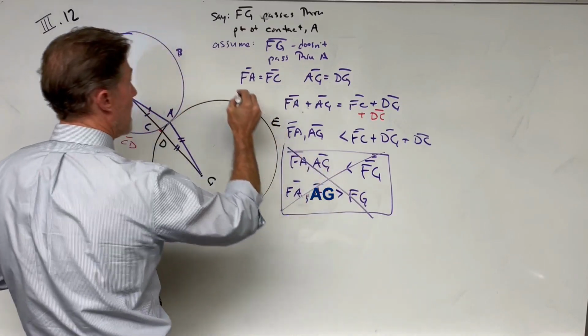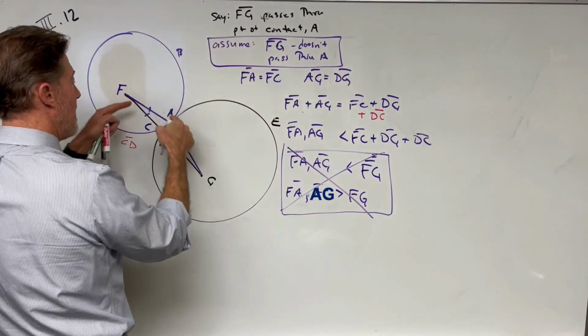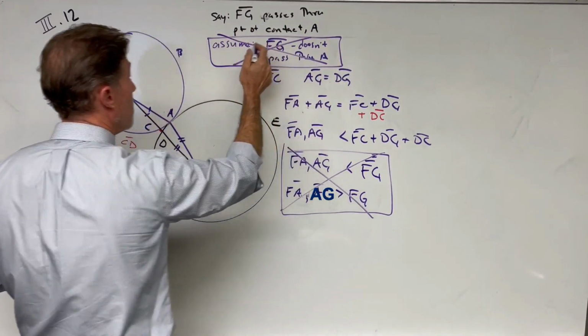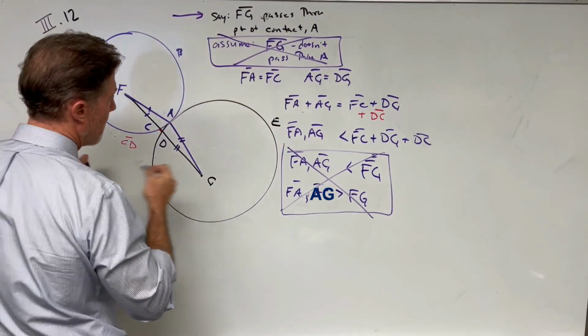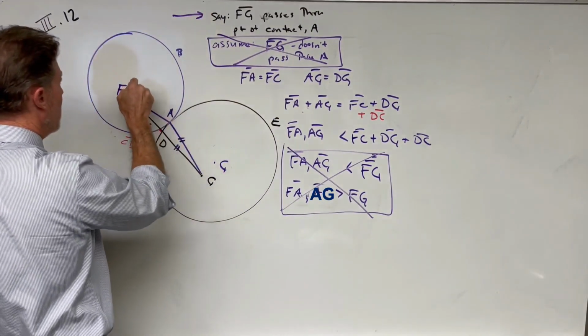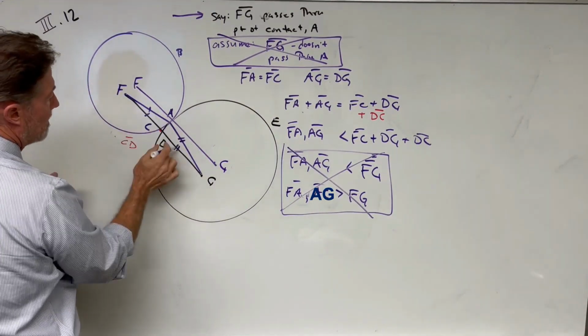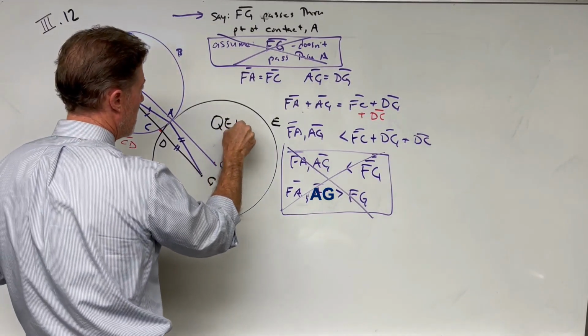And what gave rise to that absurdity is our assumption that connecting the points doesn't pass through the point of contact. Therefore, we have to get rid of this assumption. Therefore, we're left with our original claim that the line joining the centers F and G passes through A and not some other way. So since we've proved that, we conclude QED.